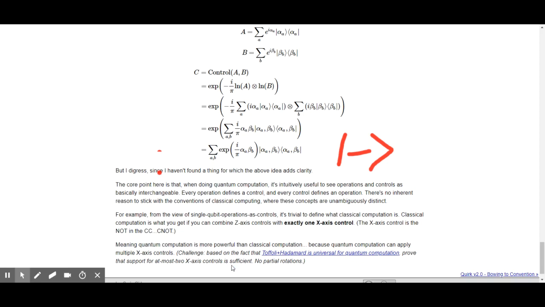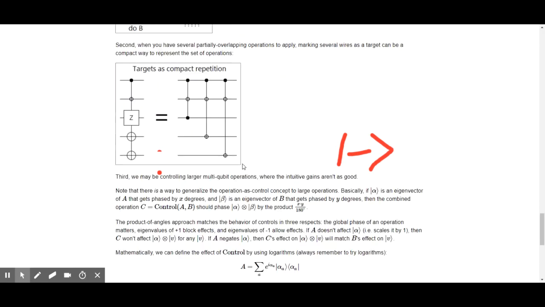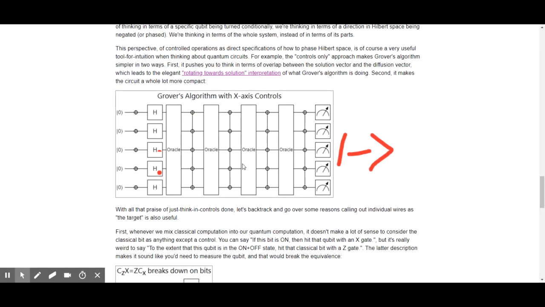Challenge. Based on the fact that the Toffoli plus Hadamard is universal for quantum computation, prove that support for at most two x-axis controls is sufficient, with no partial rotations. I'm not going to do that, let's just stick to this.